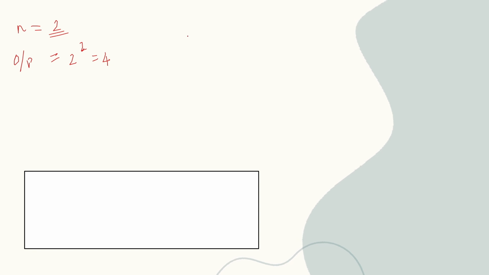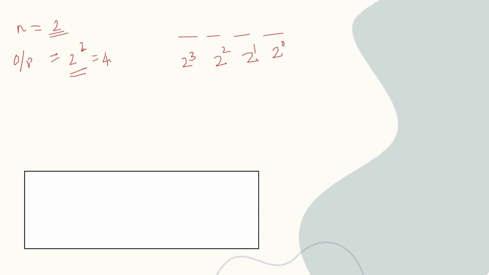So you have this concept like we will take some places, and this is 2 power 0, this is 2 power 1, this is 2 power 2, and this is 2 power 3. So here the answer is 2 power 2. That means you want 4 as your answer. That means you must have 1 here and remaining places will be 0, right? So this is your answer actually.